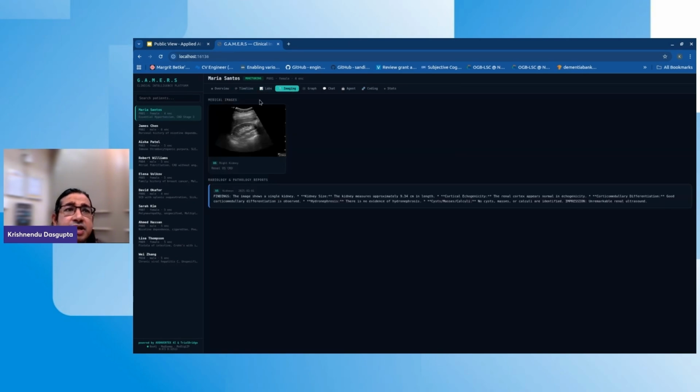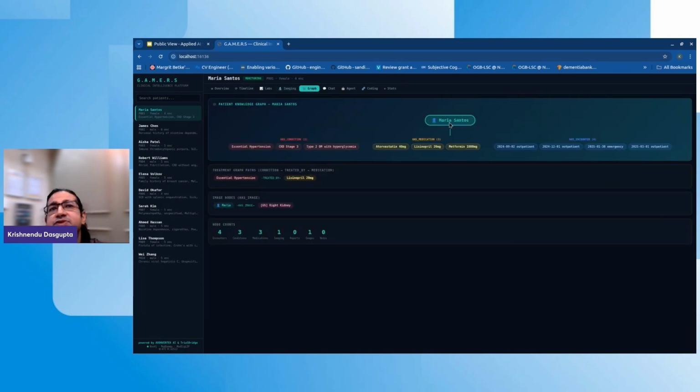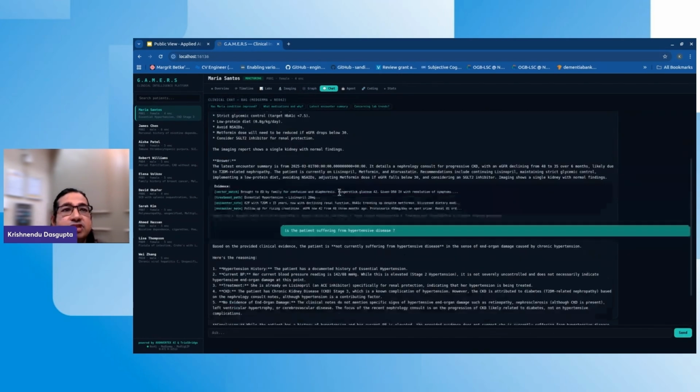So over here, if you look into the image, the image shows a certain finding, right? There's a graph over here that we can look into. Maria Santos has these 3 conditions, has taken this medication over time, and has these encounters: 2 outpatients, 3 outpatients, 1 emergency kind of categories. The current treatment is for essential hypertension. And if there is an image attached to Maria, it will also show that it's a right kidney ultrasound. Let's quickly look into the chat side of it.